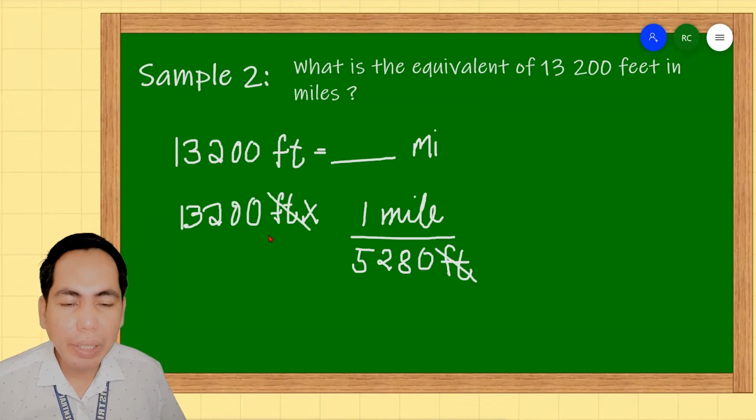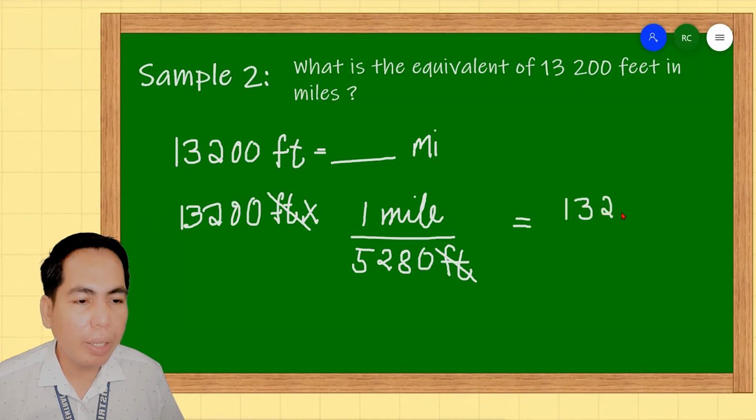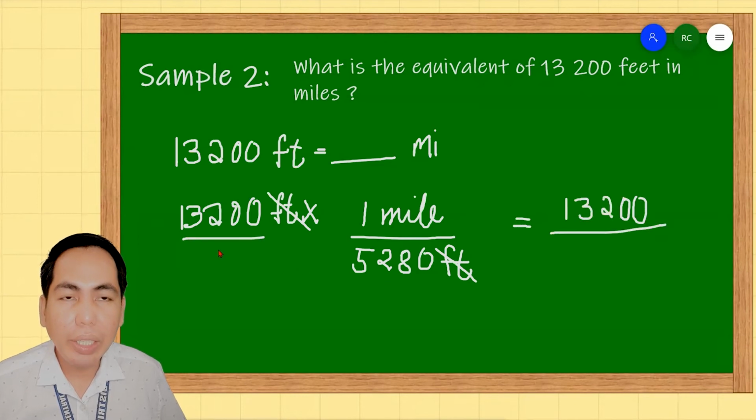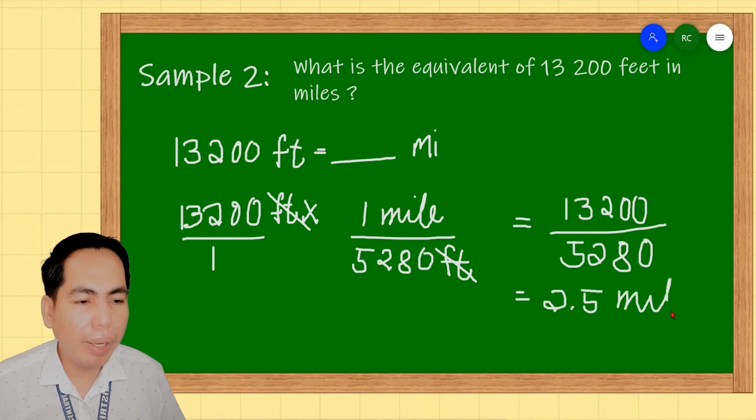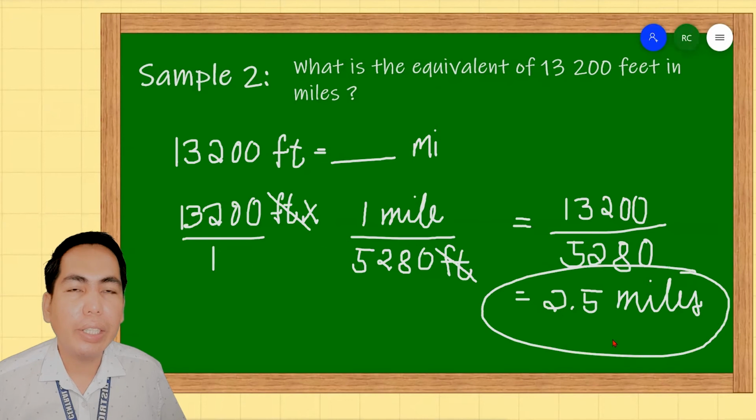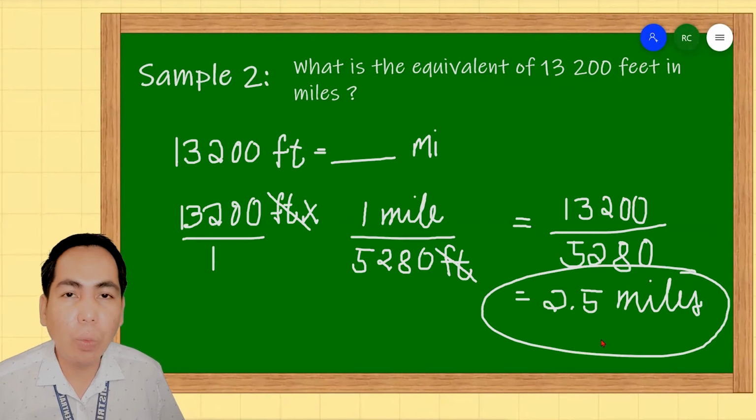So we have here 13,200 times 1 will give us 13,200 over, since 13,200 is understood to have a denominator of 1, 1 times 5,280, which will give us 5,280. Now, 13,200 over 5,280 will give us 2.5 miles. So in other words, 13,200 feet is equivalent to 2.5 miles.